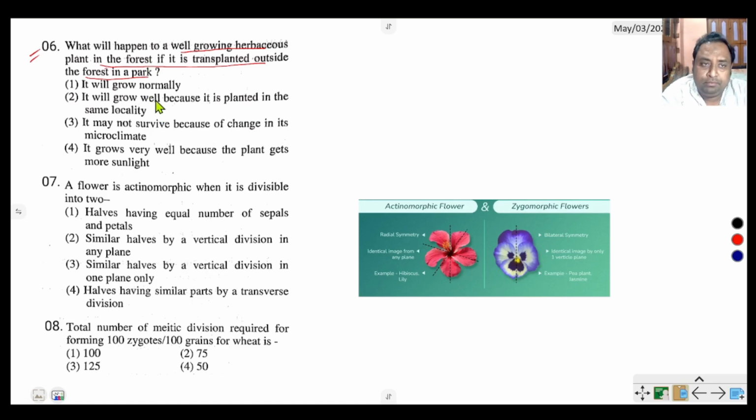It will grow normally. It will grow well because it is planted in the same locality. It may not survive because of change in its microclimate. It grows very well because the plant gets more sunlight.